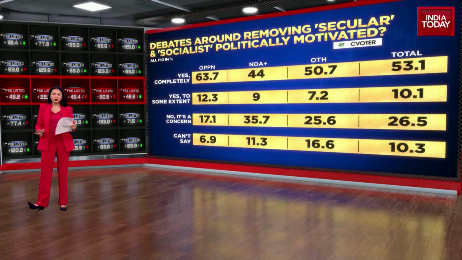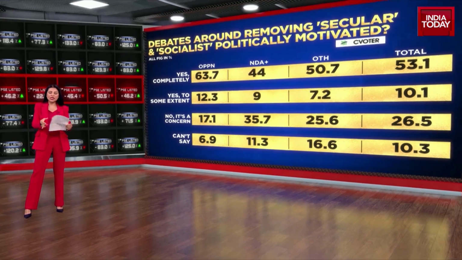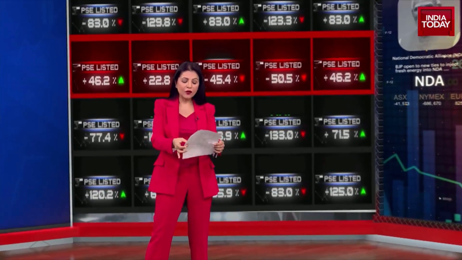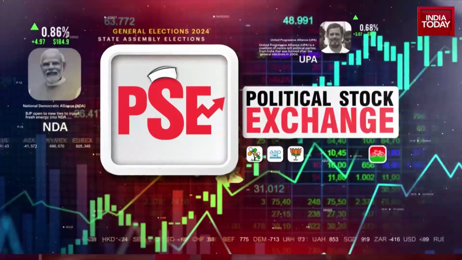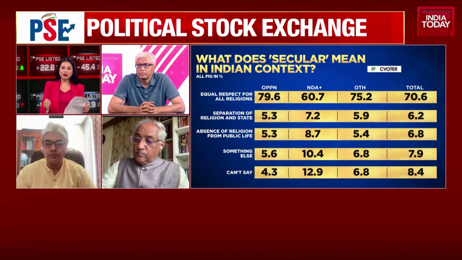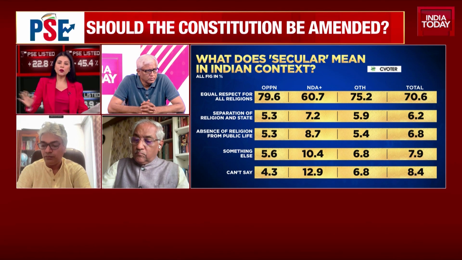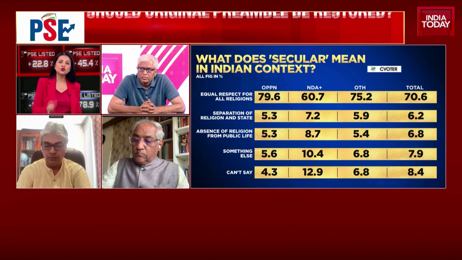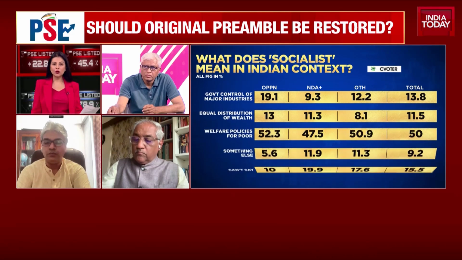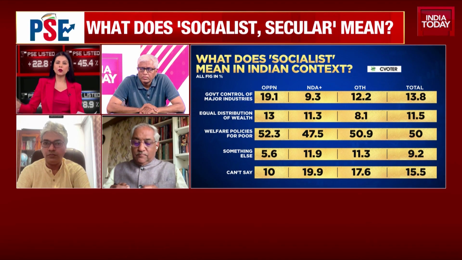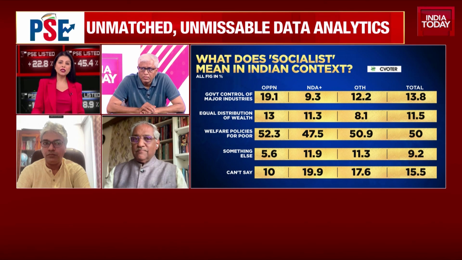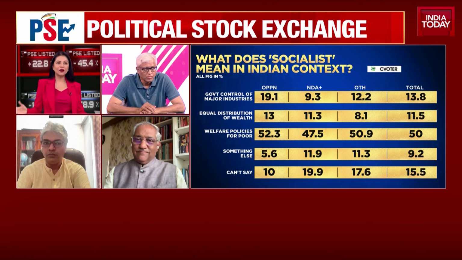Let's hark back to the question we took on what secular means in the Indian context. 70.6%, which includes opposition and NDA voters and others in totality, feel the word secular means equal respect for all religions. Nearly 50% of respondents know that the word socialist means welfare policies for poor in the Indian context. Nearly 53.1%, Amitabh Tiwari, feel that this is all politically motivated, the chatter about removing these names. But what's interesting, knowing all of these three things, the meaning of socialist, the meaning of secular, whether it's politically motivated, yet 48.3% want to revert back to the original draft without these two words. The irony can't be clearer. They're very clear on what they want.